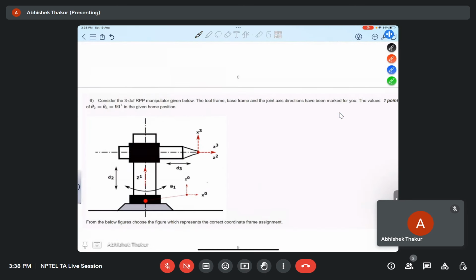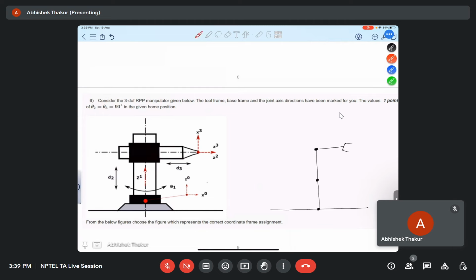This is our base, and this is our L naught. It goes here, it becomes L1. Go up, it will become L2. And after that, we will get our tooltip.